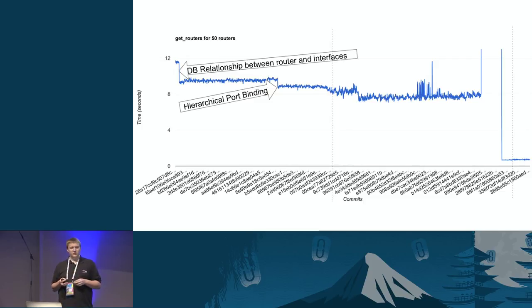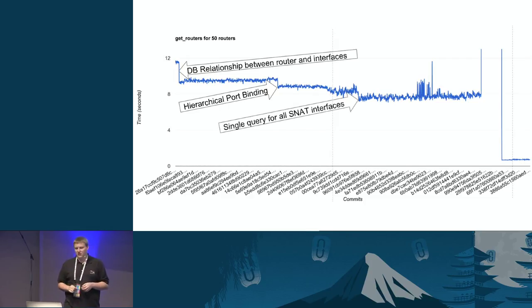Hierarchical port binding, which didn't really have anything to do with routers at all, for some reason gained us some performance here. This changed some of the internals of the get port retrieval on the ML2 side. So we got a performance bump there sort of for free without even trying. Here, this little drop down below 8 seconds was when we changed the query to get the SNAT interfaces for a router into one bulk query. So before, if you have 50 routers, we were doing 50 database lookups. This bulked up into one lookup.